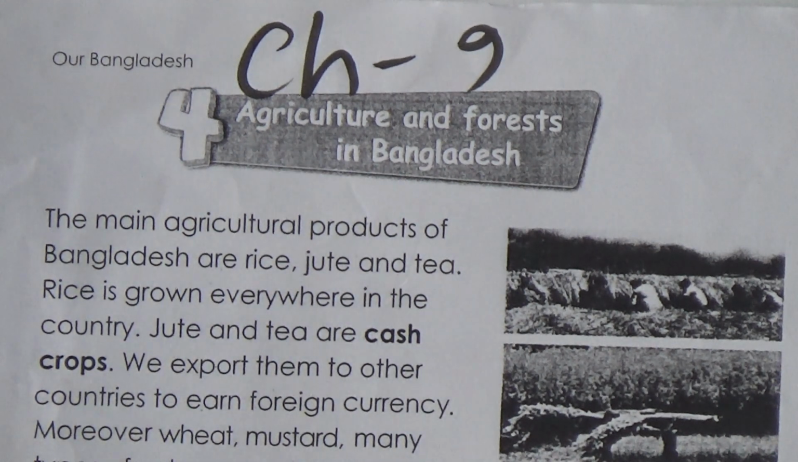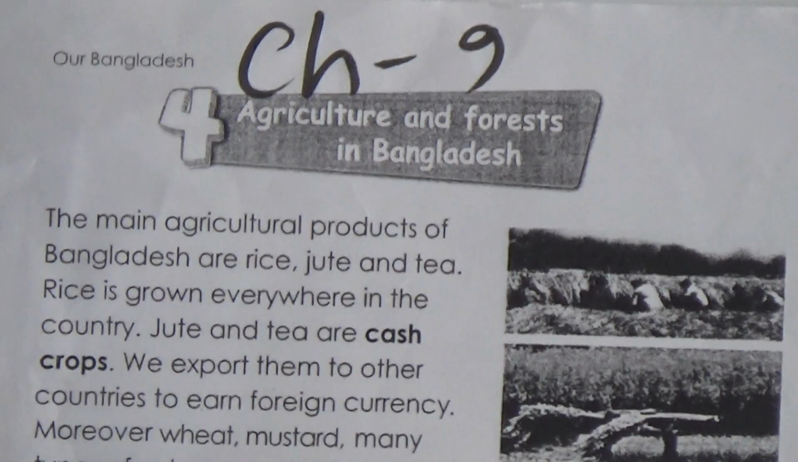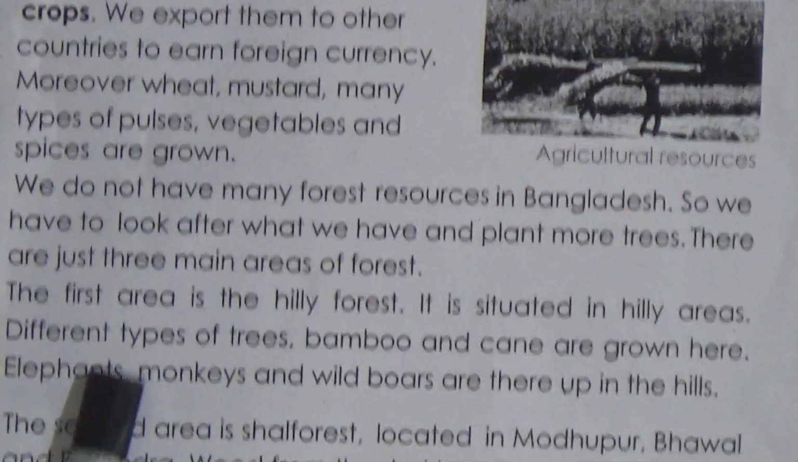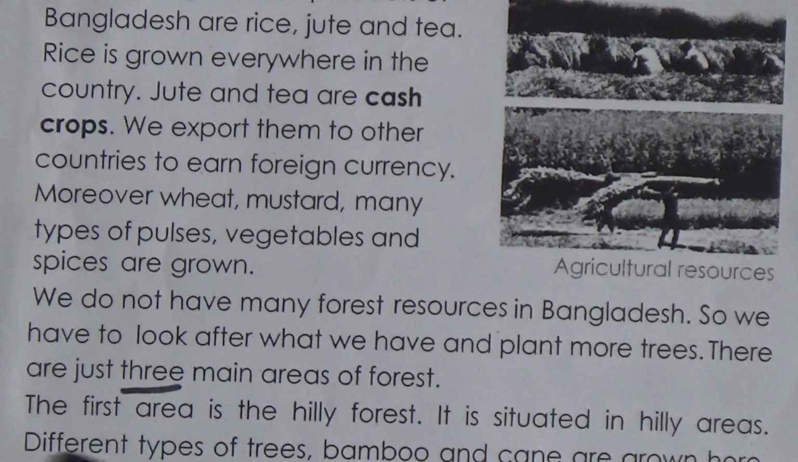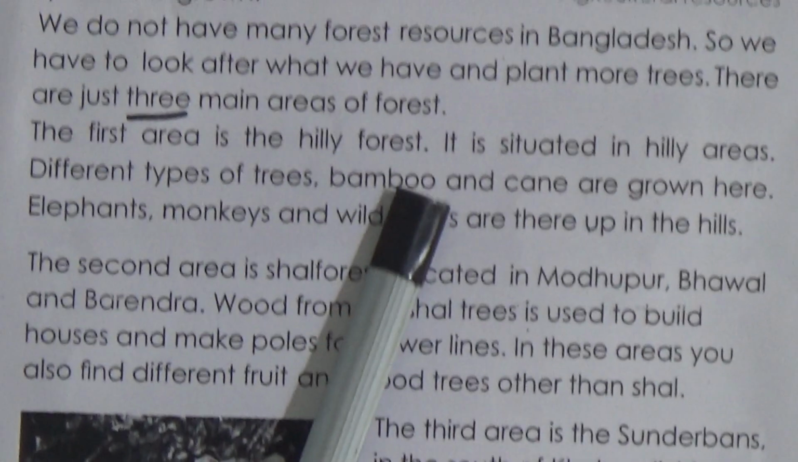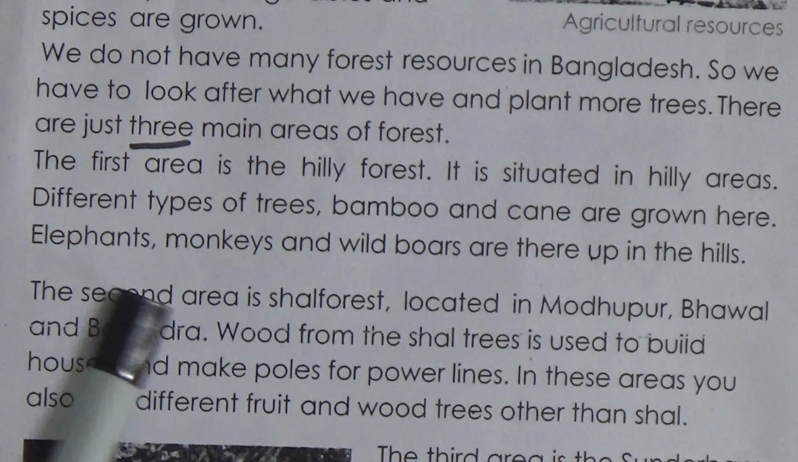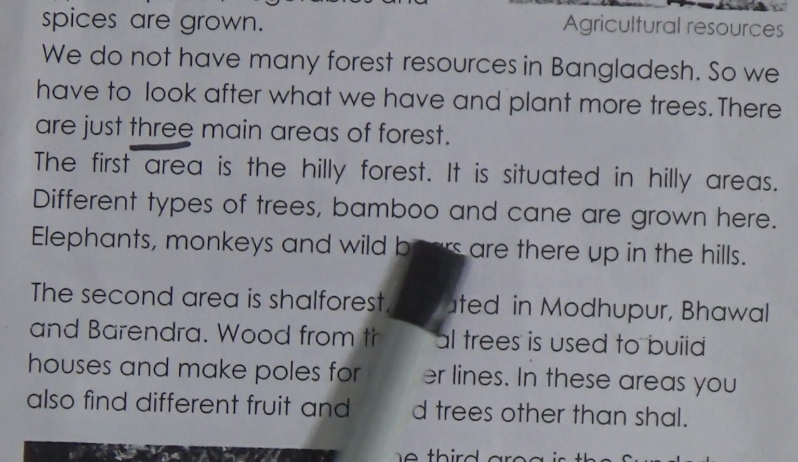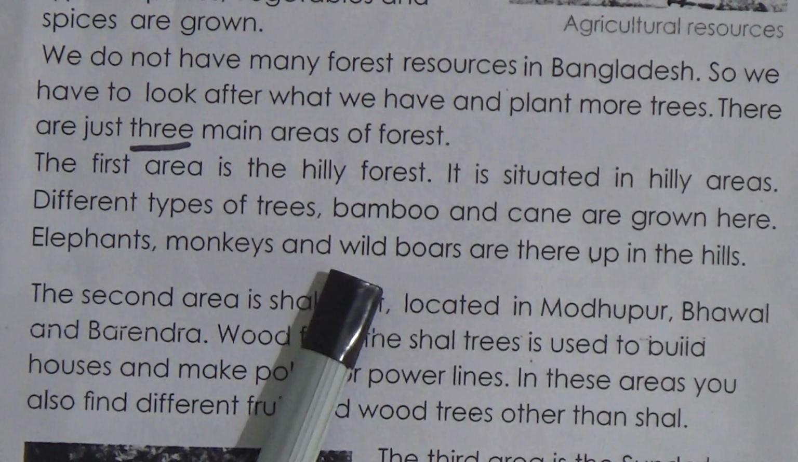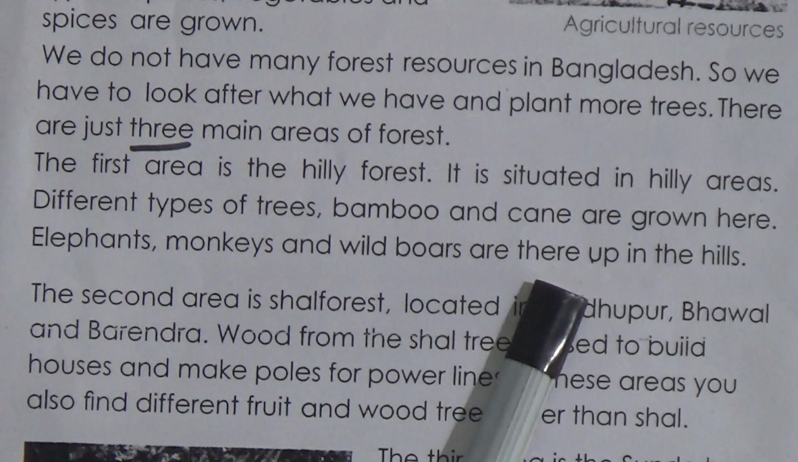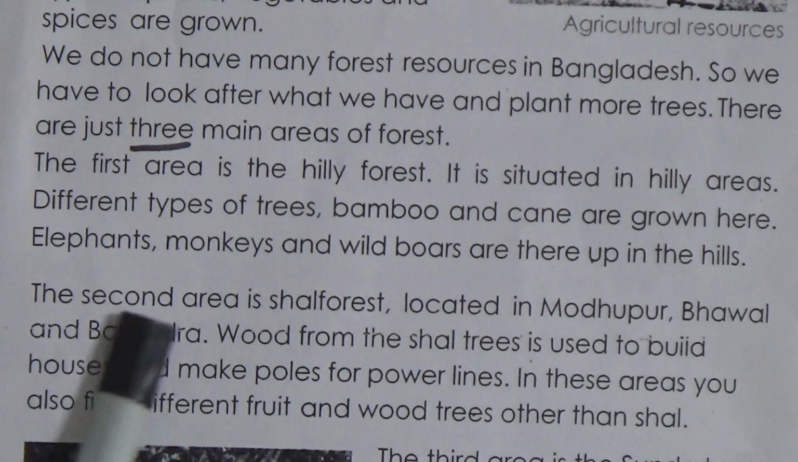We do not have many forest resources in Bangladesh. So we have to look after what we have and plant more trees. There are just 3 main areas of forest. How many? There are just 3 main areas of forest. So the first area is the hilly forest. It is situated in the hilly areas. Different types of trees, bamboo and cane are grown here. Elephants, monkeys and wild bears are there up in the hills.